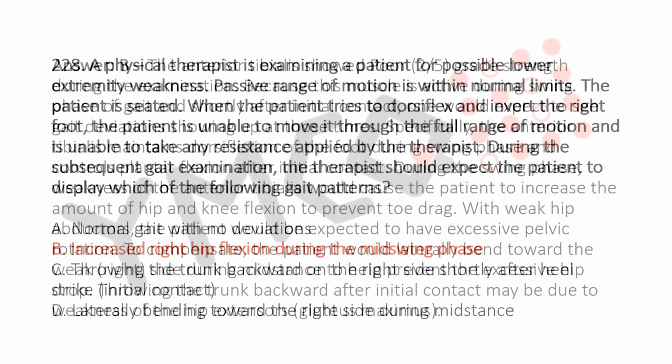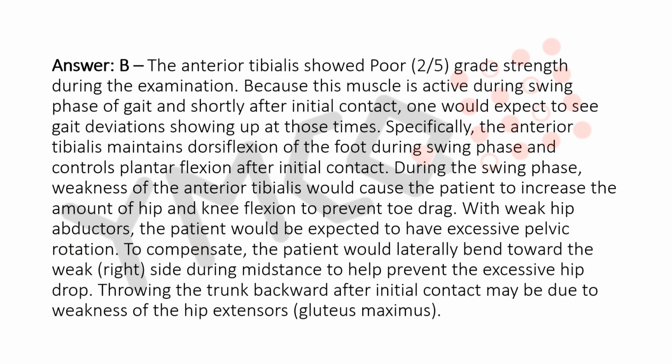Explanation for this question is, the anterior tibialis showed poor, 2/5 grade strength during the examination. Because this muscle is active during swing phase of gait and shortly after initial contact, one would expect to see gait deviations showing up at those times. Specifically, the anterior tibialis maintains dorsiflexion of the foot during swing phase and controls plantar flexion after initial contact. During the swing phase, weakness of the anterior tibialis would cause the patient to increase the amount of hip and knee flexion to prevent toe drag.